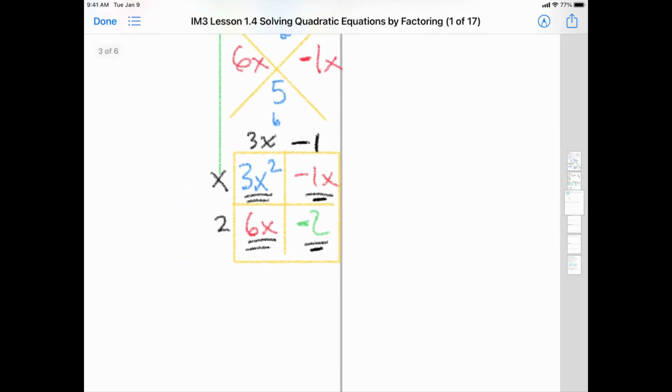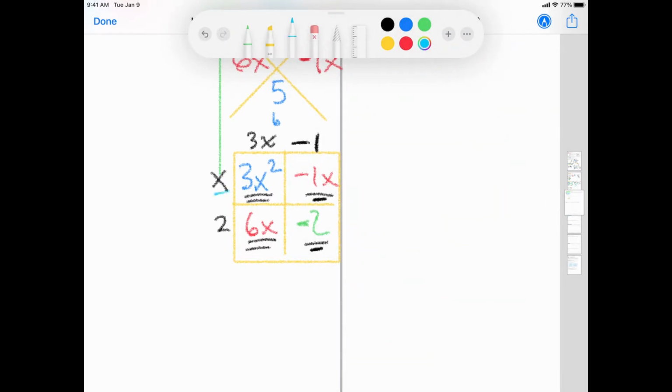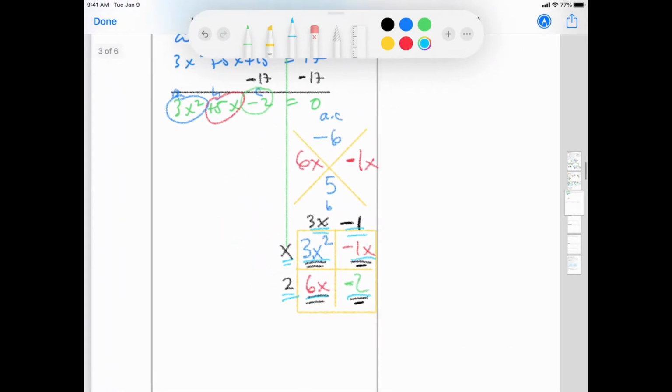Let's double check our answer by multiplying. X times 3x is 3x squared. 2 times 3x is 6x. X times -1 is -1x. And 2 times -1 is -2. That matches. So I have 3x minus 1 and x plus 2. Well, I forgot to write the step above it, which just says that these binomials are answers to factoring.